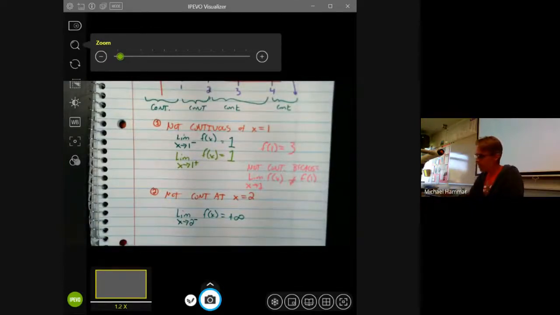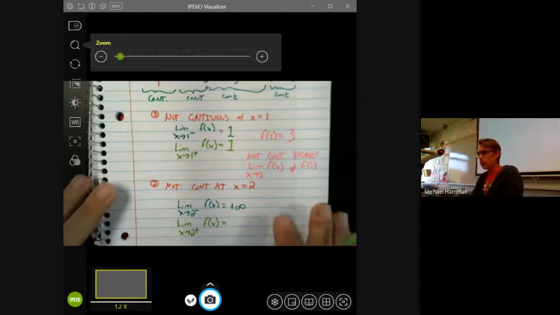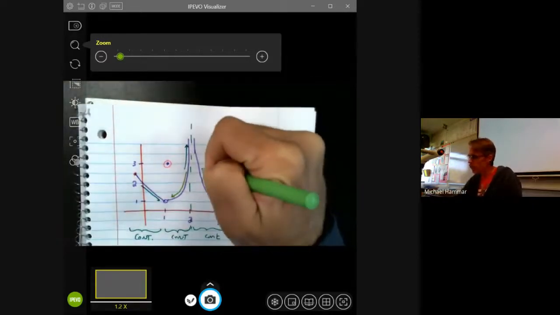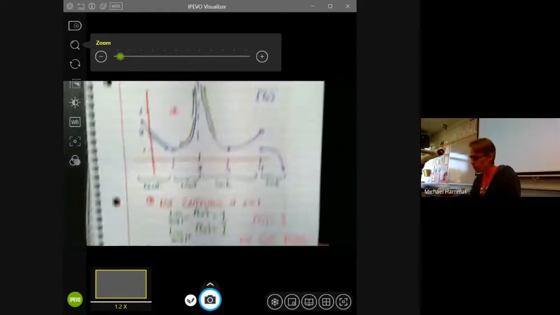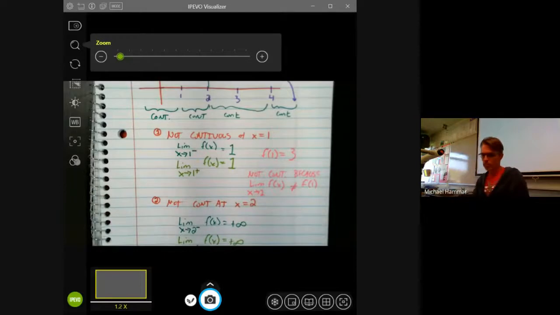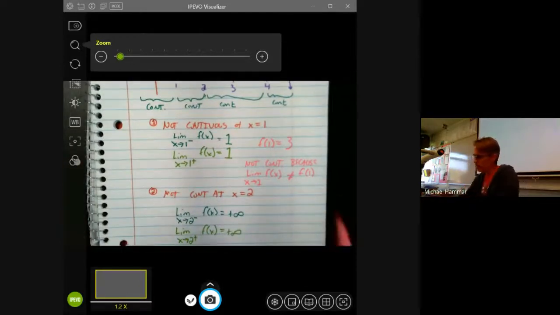Okay? Now, let's find the limit as x approaches 2 of f of x from the right. Okay? So let's go back up to our graph. Come in from the right side. Notice that I'm going to trace the graph from the right. And you notice that this one's also going to positive infinity. So far, it appears to be continuous.